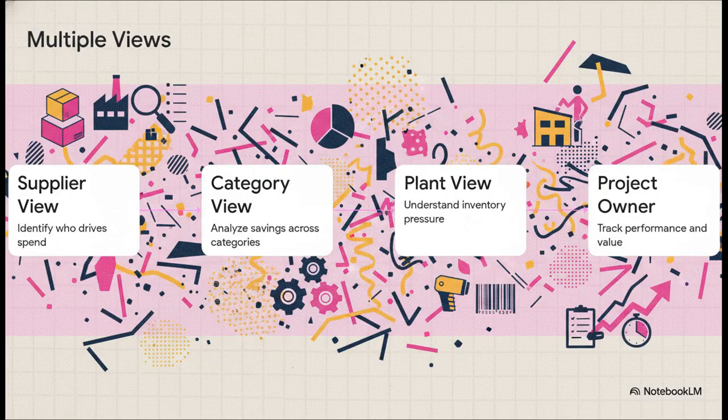Just imagine a highly chaotic procurement dataset. You've got hundreds of active projects, multiple manufacturing sites, dozens of product lines. Instead of building a fragile, complex model to understand it, you simply rotate your perspective. In seconds, you drag and drop to reveal a crystal-clear supplier view, instantly switch it up to a category view, then a plant view, then pivot again to evaluate project owner performance. It's the exact same underlying data, instantly rotated to reveal completely different, high-level business stories.